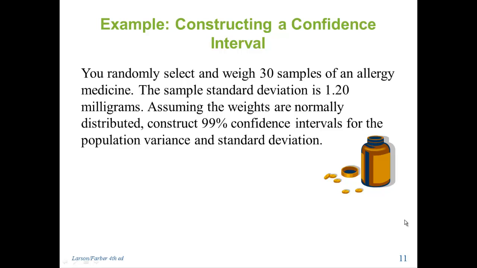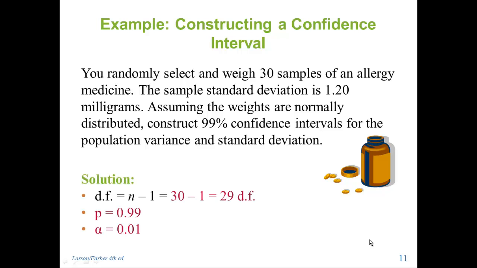We are going to find the confidence interval. You randomly select and weigh 30 samples of an allergy medicine. The sample standard deviation is 1.2 milligrams. Assuming the weights are normally distributed, construct a 99% confidence interval for the population variance and standard deviation.